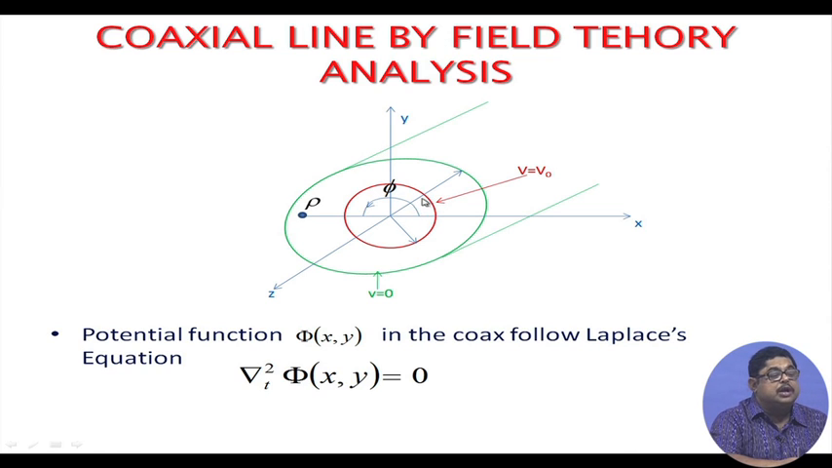rho is equal to a, we will say that the tangential field is 0, because this is a conductor. On a conductor we know the boundary condition is that the tangential electric field is 0. Similarly, in terms of potential we can say that at rho is equal to a, the potential will be V is equal to V naught, and at rho is equal to b, that means on the outer conductor, the potential is 0. Since we are here on the Laplace equation potential function, the potential boundary conditions are that on the inner conductor the potential is V naught, and on the outer conductor the potential is 0.